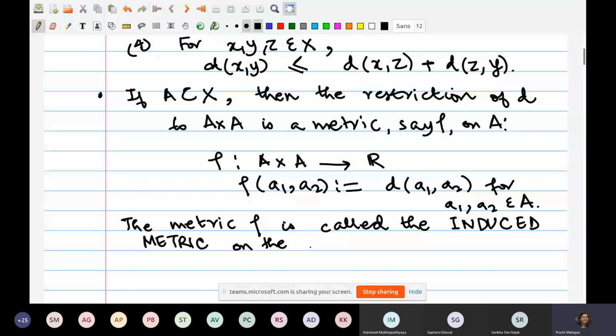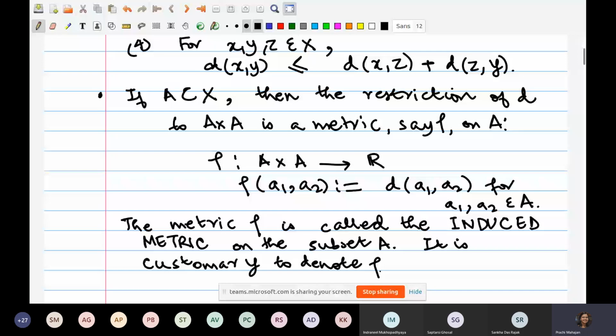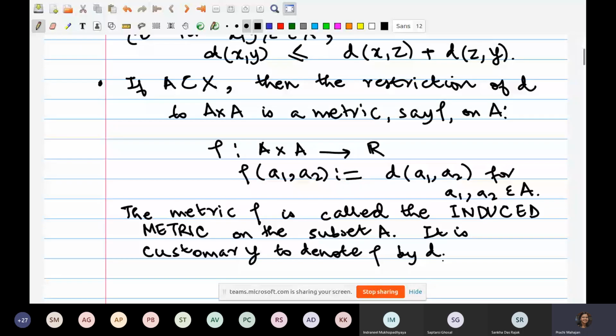Now, very often there is no separate notation used, and one continues to denote rho by the symbol D. So I will also write that down. It is customary to denote rho by D. So for example, let's just quickly take an example.